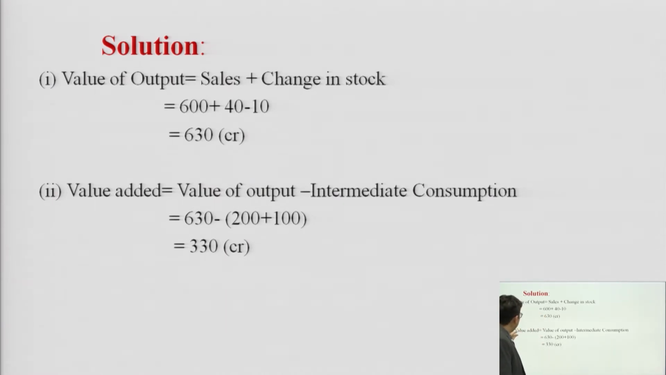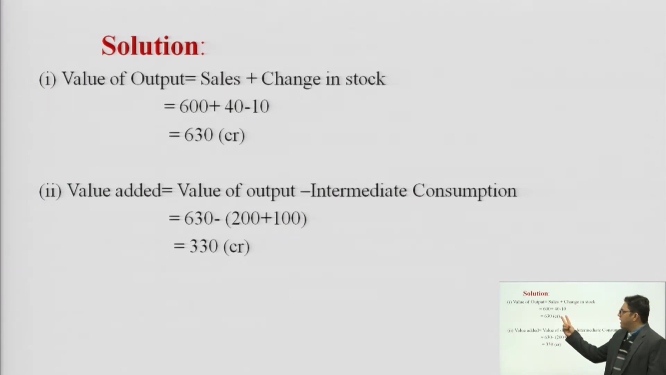Next is value added. Value added is what? Value of output minus intermediate consumption. Here the value of output is already calculated, it is 630 crore, and we have purchased 200 from domestic and 100 from import. So the value added comes to 330 crore. This is how we can calculate the national income by the product method, utilizing the two formulas: value of output, and value added, that is value of output minus intermediate consumption.